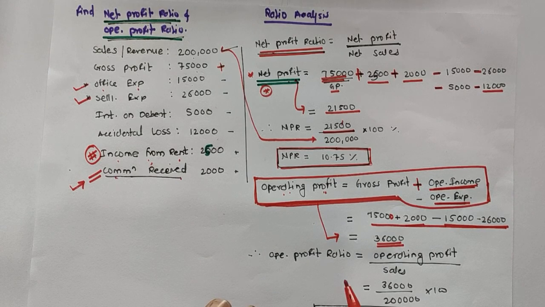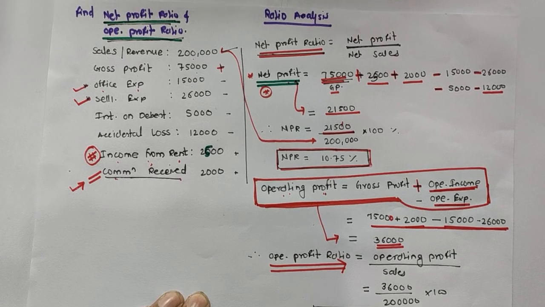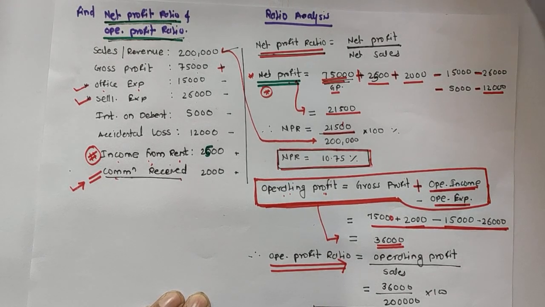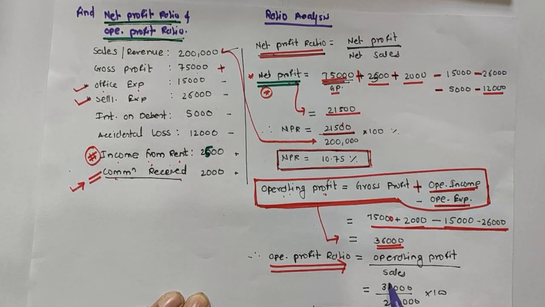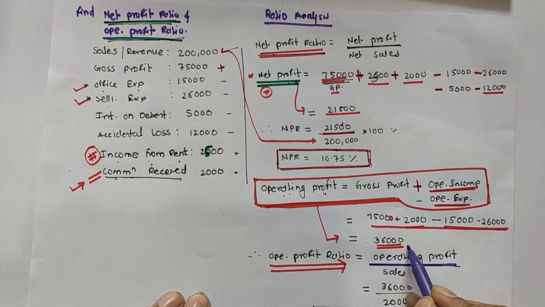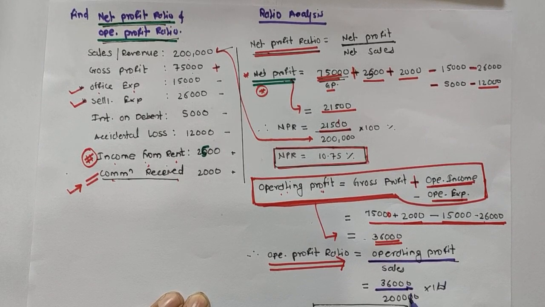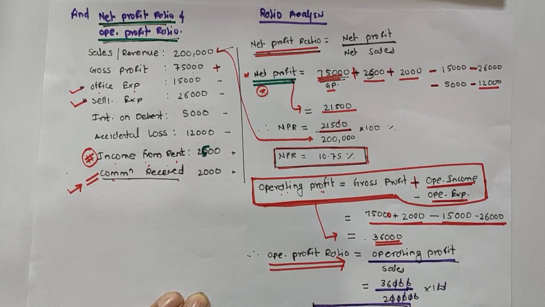See, now the simple task is remaining. Calculate the operating profit ratio. What is operating profit ratio? See here, it is operating profit divided by sales. We have calculated operating profit using calculator, you can solve easily that. So 36,000 divided by your sales, which is given directly as 2 lakh, into 100. You cancel the zeros, and you will get 18% as your operating profit ratio.